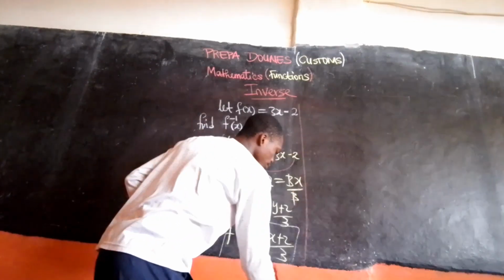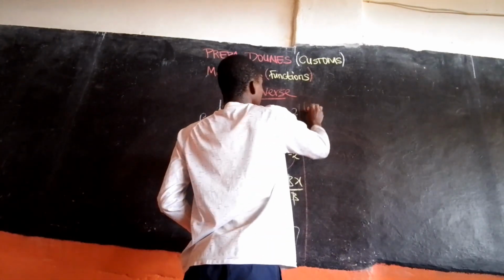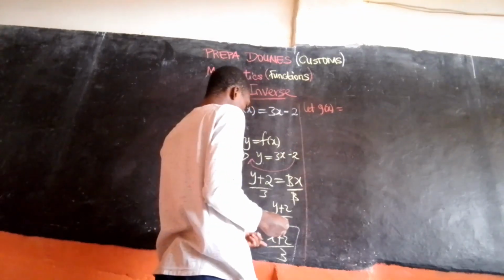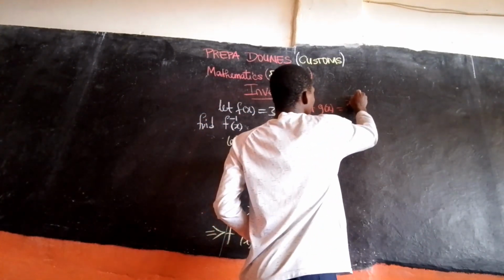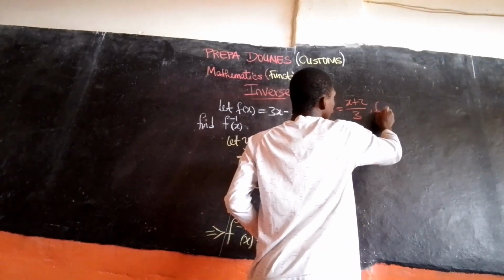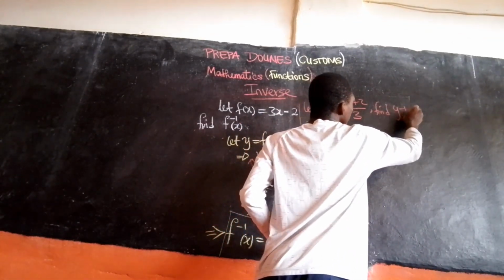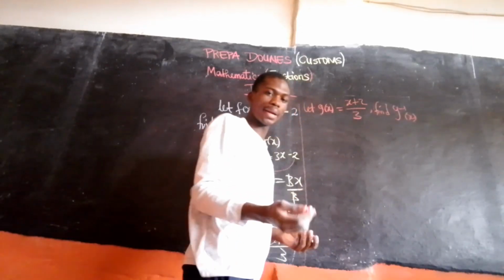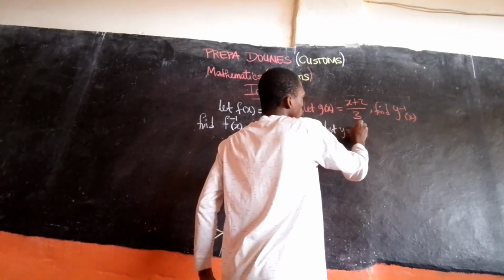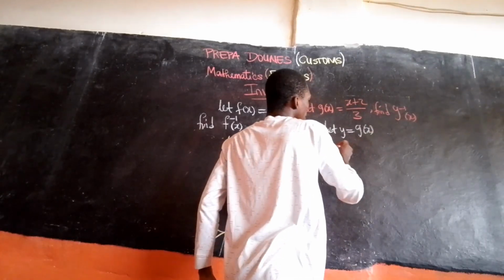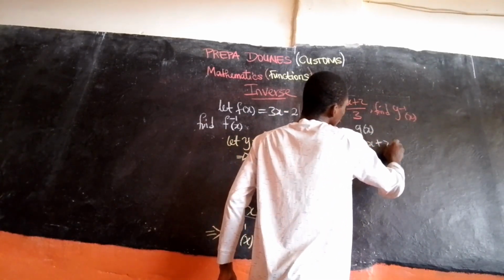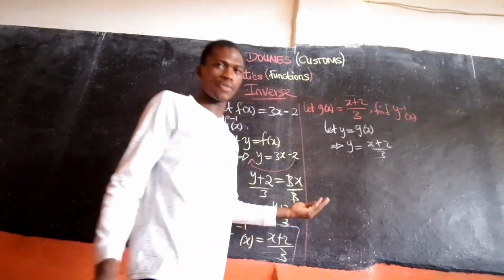Another one. Let g of x be equal to x plus 2 over 3. Find g inverse of x. Step 1. Let y equal to g of x. This simply means that y will be x plus 2 over 3. That's the first step.